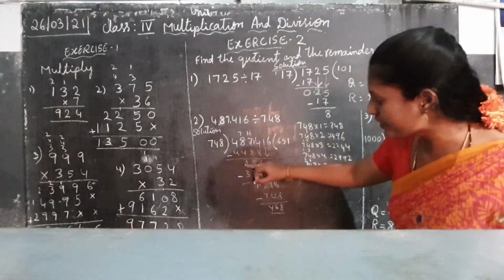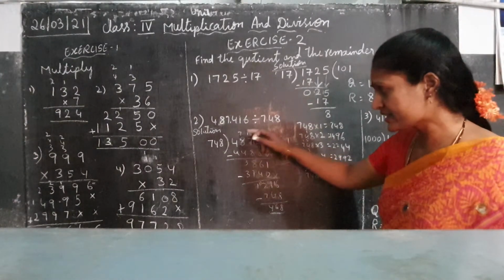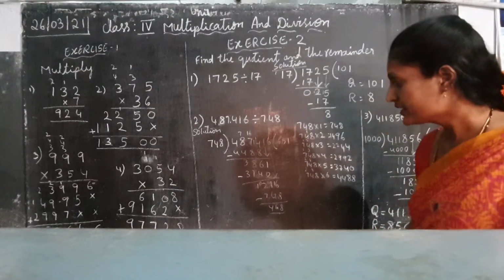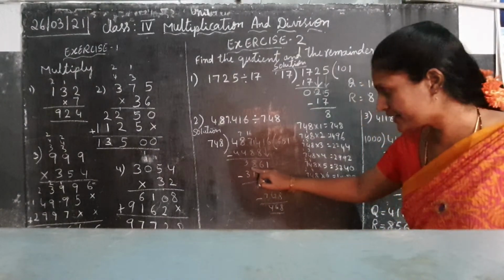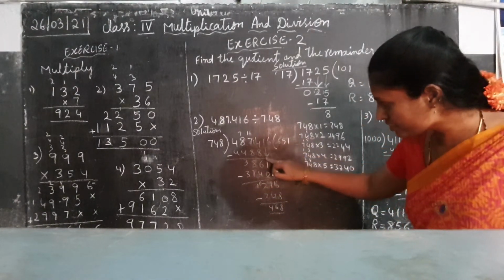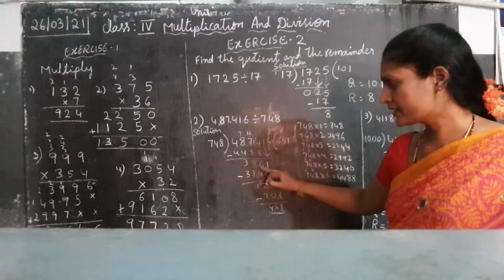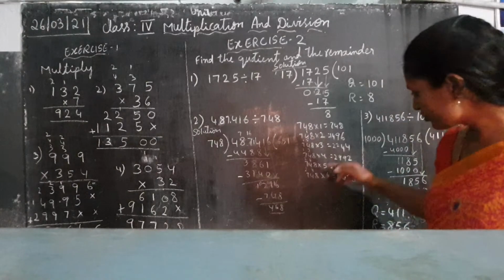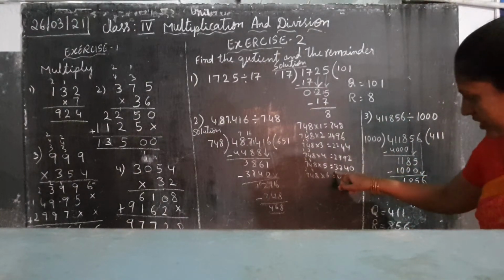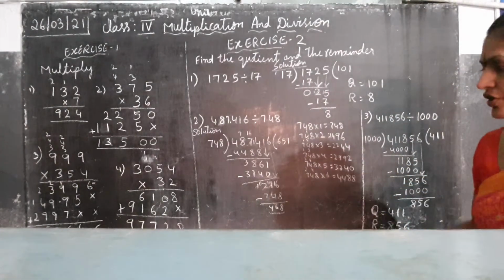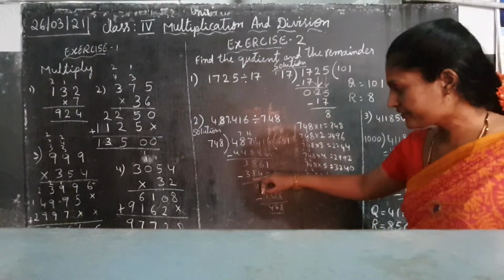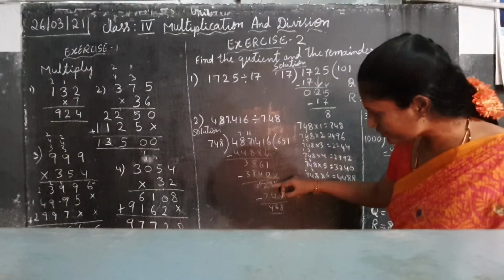Okay, 7 minus 4 you will get 3. Then what number you will get? 386. Then bring down the next number. 3,861 you will get. We have to take this one. Which number? 3,740 we have to take. Then subtract this one.